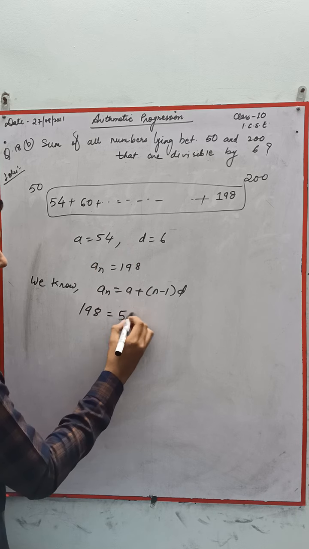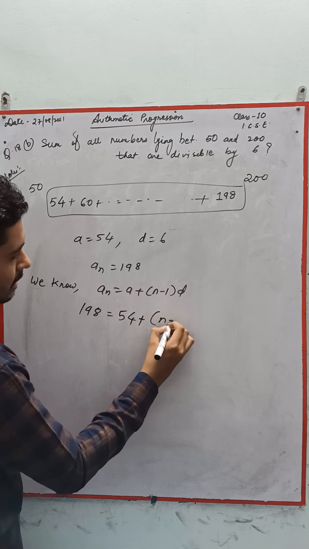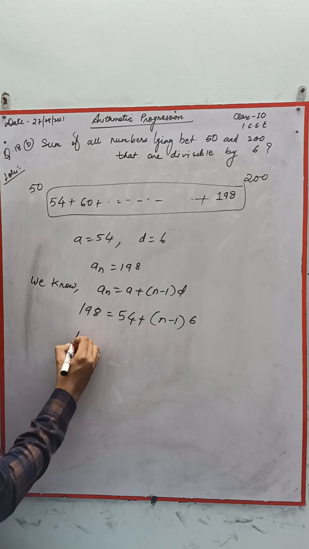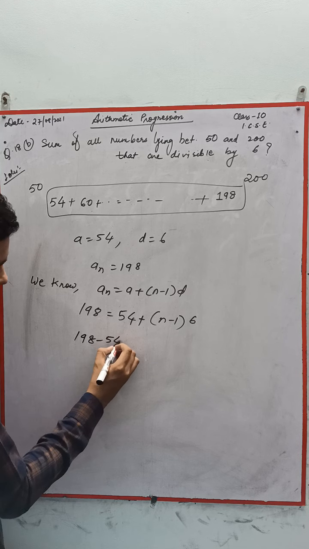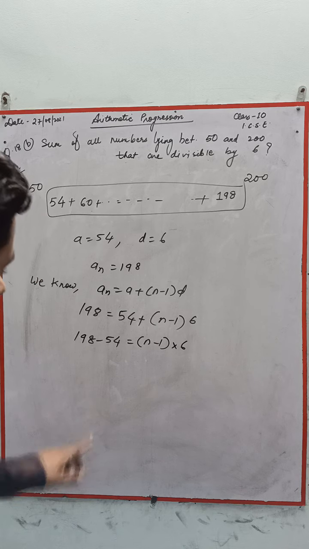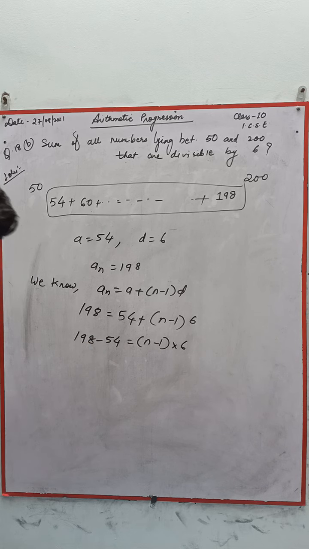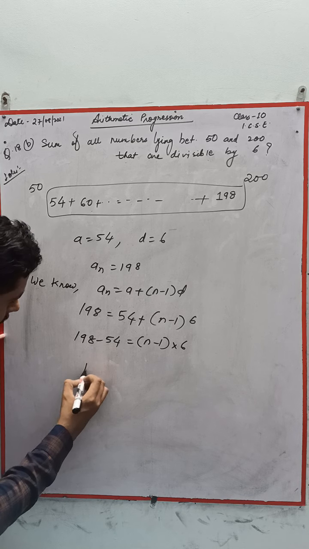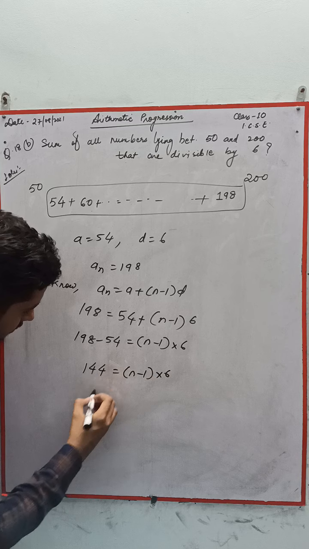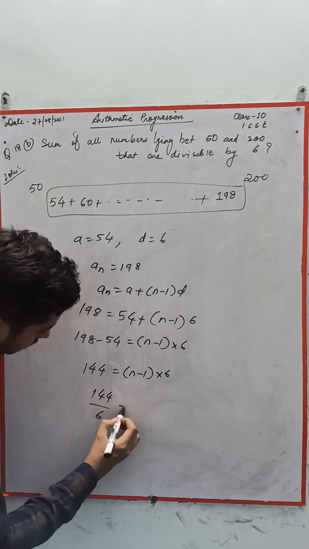In place of a, 54. N we have to find, and d is given 6. Take 198 here. So 198 minus 54 is equal to n minus 1 into 6. 198 minus 54, you will get 144. N minus 1 into 6. This 6 will come here.